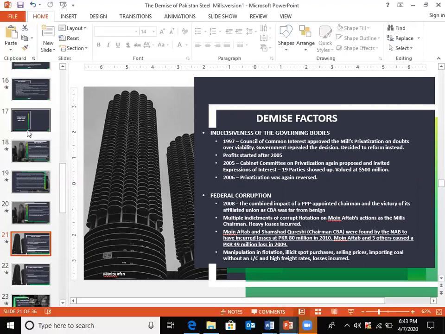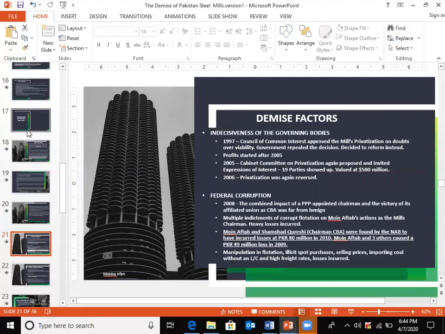Zaman left, and subsequently, there are several reasons that are quoted in the article. One of them is the indecision of governing bodies. There were certain situations where, when privatization was decided, the decision was taken back, then it was decided again, then it was taken back. All of this indecision really caused a lot of confusion, and that definitely impacted the steel mills negatively.